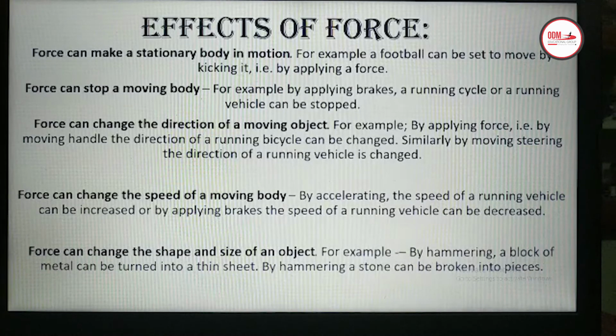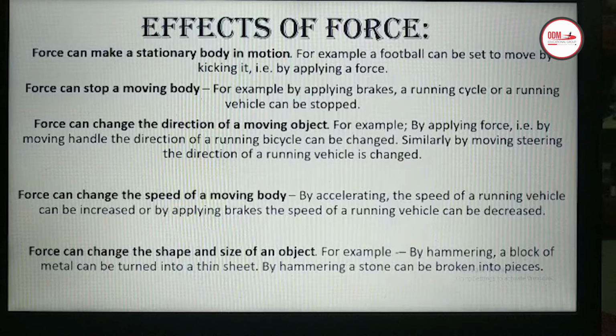Then the next one, force can change the shape and size of the object. By hammering a block of metal, it can be turned into a thin sheet. By hammering a stone, it can break into small pieces. Yes or no? Whenever you start to apply some force, due to that force, there will be a change in the shape and size of the object.